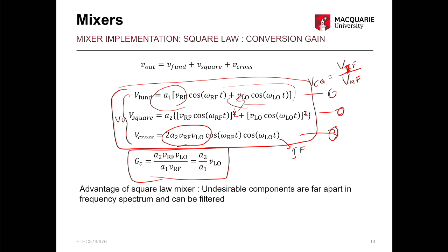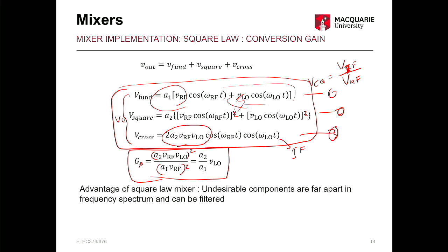So if it is power conversion gain, then you square the coefficients for both IF and RF, right?